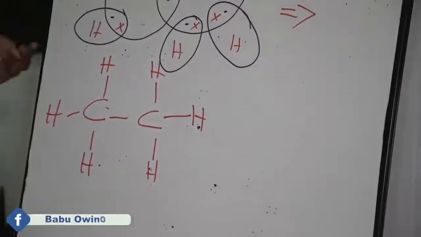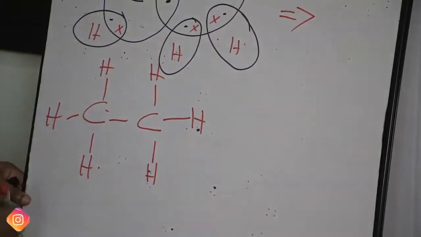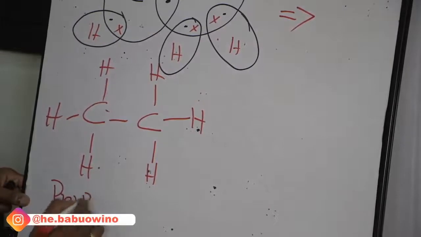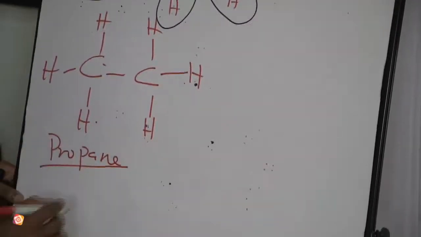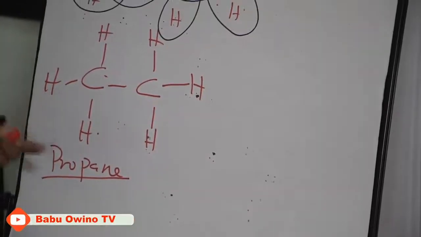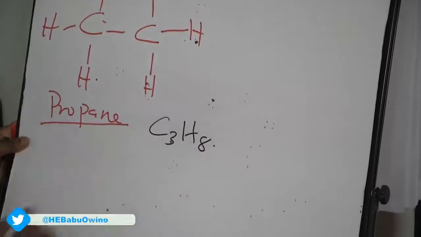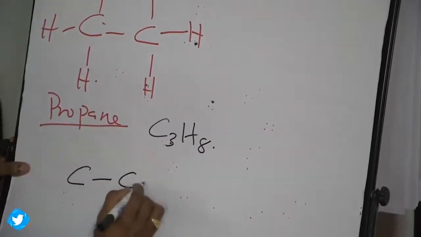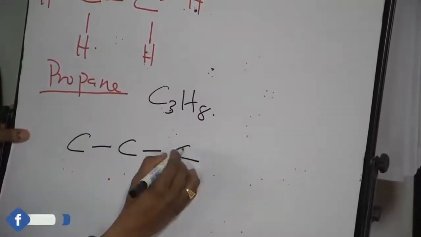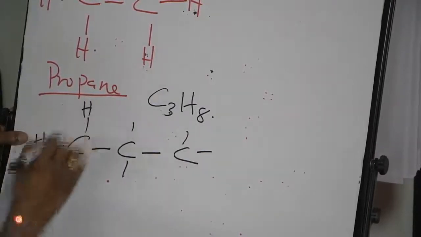The last one that we can do is propane, so that we save time because there are 10. So for propane, instead of drawing it in circles form, we will just write the formula of propane, which is C3H8. So therefore it's carbon, carbon, carbon bonding, and then you only fix the hydrogens.